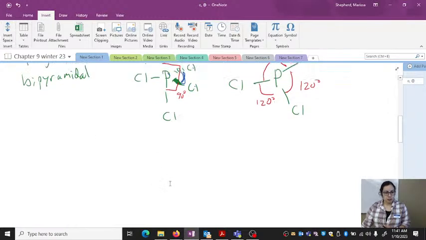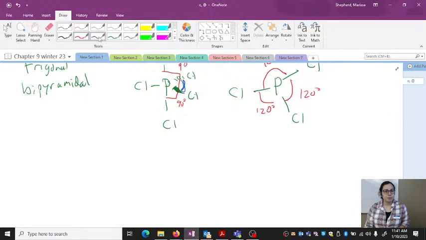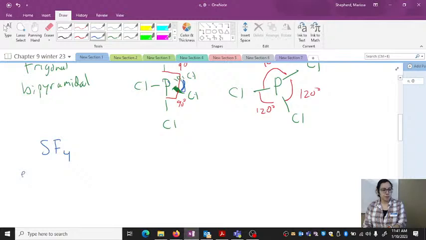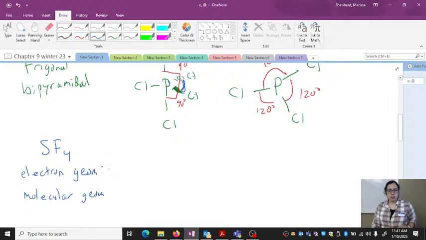And then the other thing to note is the comparison. So now if we look at SF4, I picked this one because it's in the same electron geometry family. So what's the electron geometry? So electron geometry and molecular geometry. What's the electron geometry of SF4? What parent group is it in?